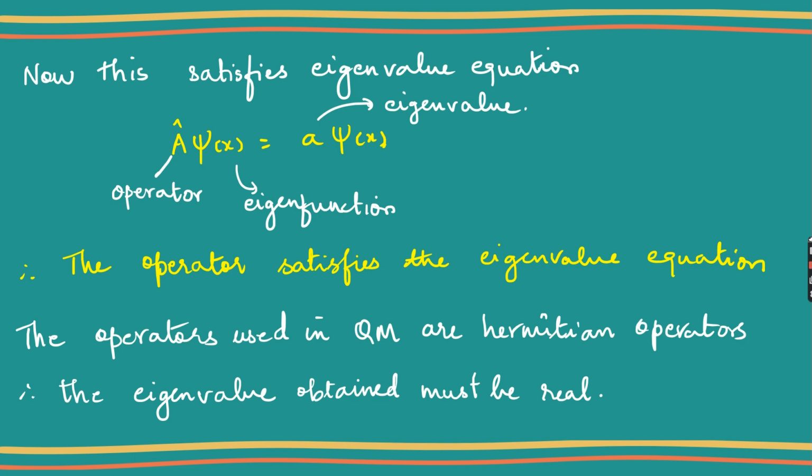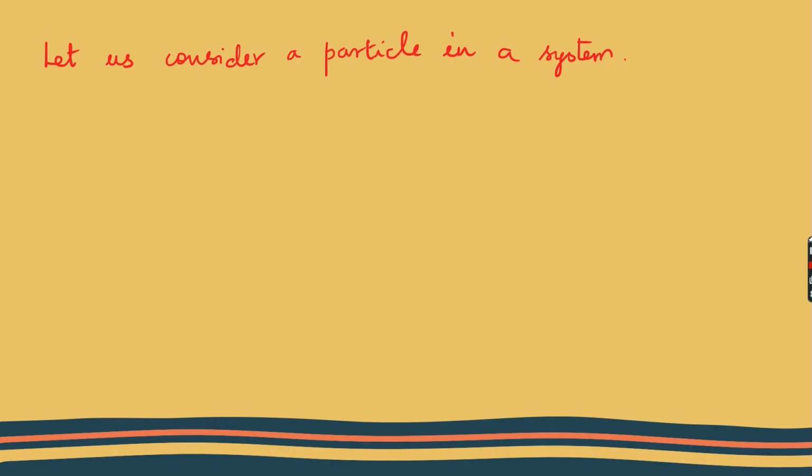For a Hermitian operator, the eigenvalues obtained are all real. If you need information about a particle, you obviously need a real value, not an imaginary one. So I can indirectly say that to get a real value, my operator must be Hermitian, because it obeys the eigenvalue equation. Therefore, if my operator is Hermitian, it will give me a real eigenvalue, and that eigenvalue will be the result. So the operators used in quantum mechanics are Hermitian operators, and the eigenvalues obtained must always be real. That's all about the operators.